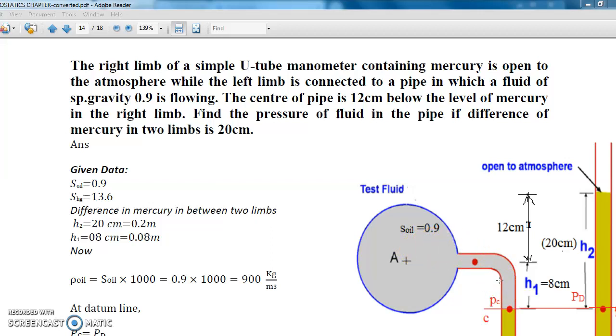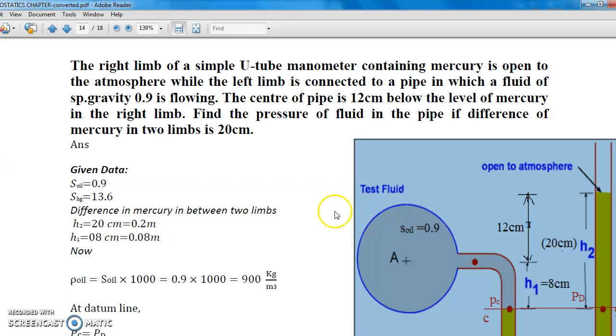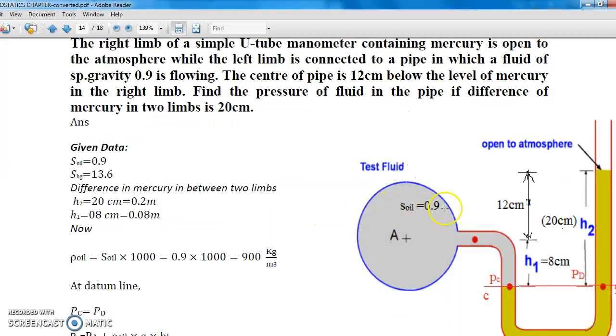You see this is a U-tube manometer, where the right limb is open to atmosphere and the left limb is connected to the pipe where you have to measure the pressure of that pipe, and in this pipe the oil is flowing whose specific gravity is 0.9.